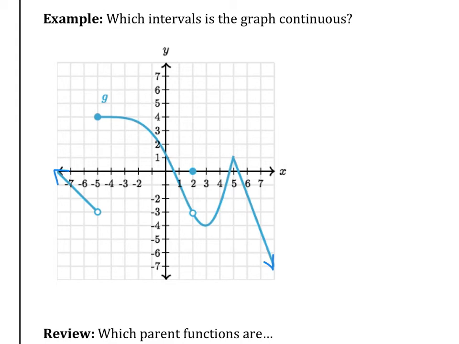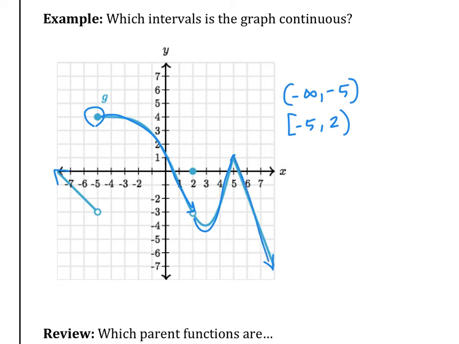So we can say that it's continuous from -infinity to -5, not including -5 because there is a hole. And then from -5 to 2, not including 2. Please make sure that you don't just assume that you can connect those. Especially in this case, I'm going to show you.